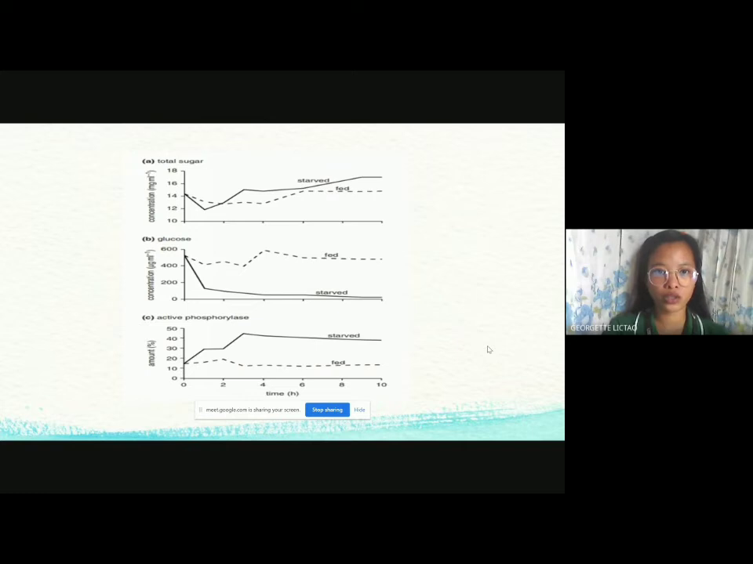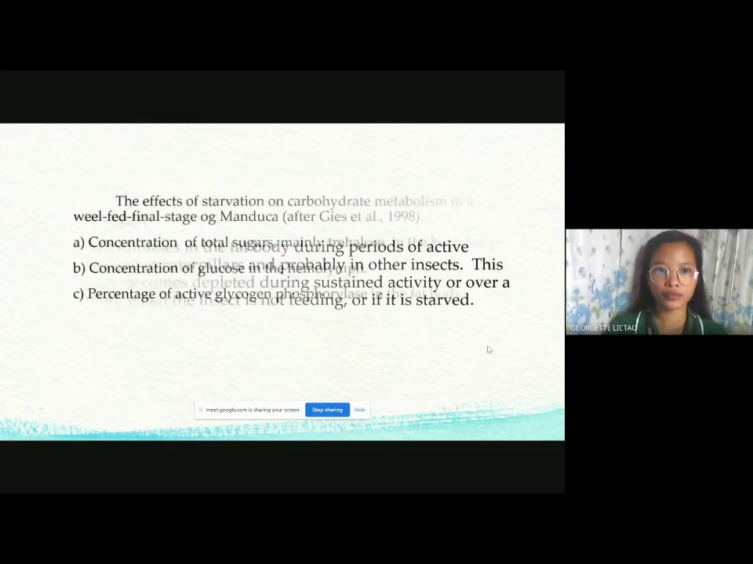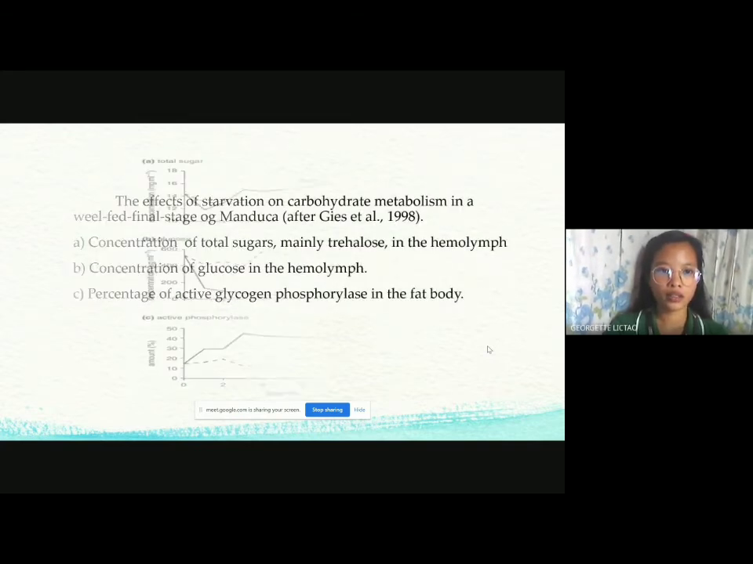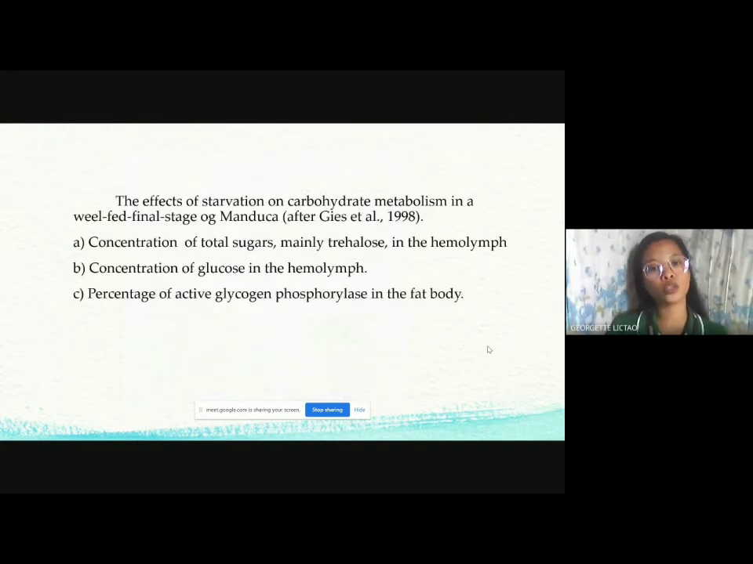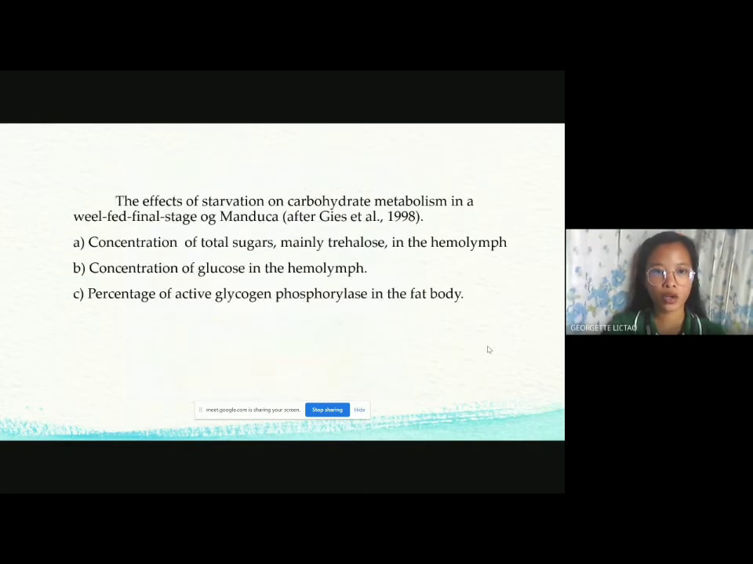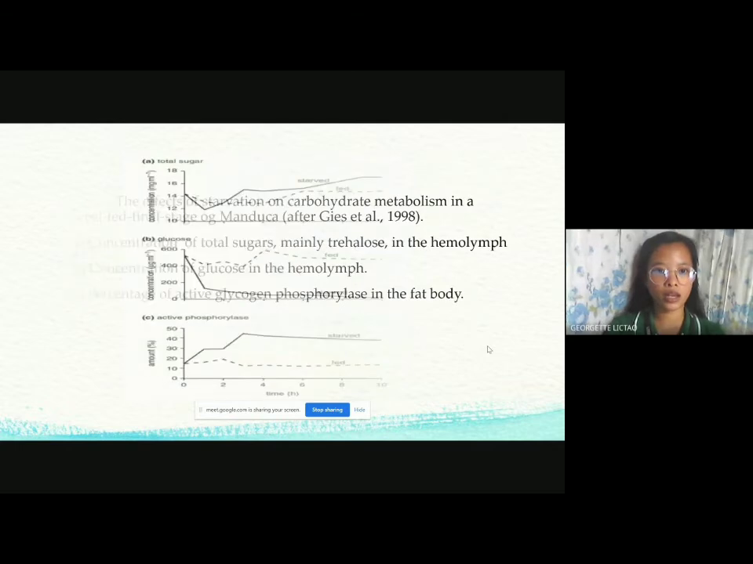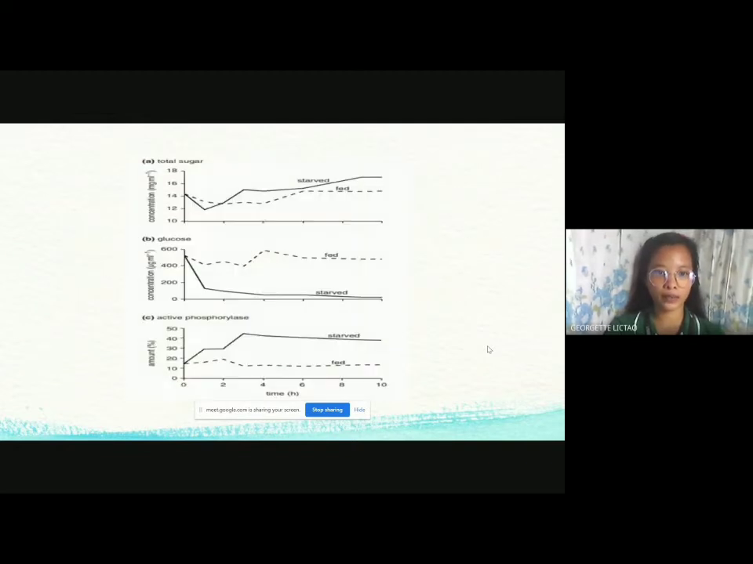Next, this figure shows the effects of starvation on carbohydrate metabolism in a well-fed final stage Manduca. A is the total sugar, the concentration of total sugars, mainly trehalose, in the hemolymph. B is the concentration of glucose in the hemolymph, and C is the percentage of active glycogen phosphorylase in the fat body.